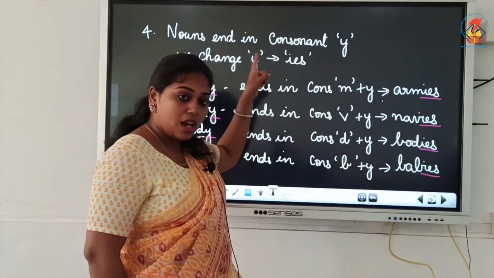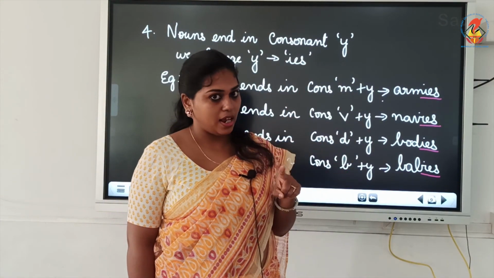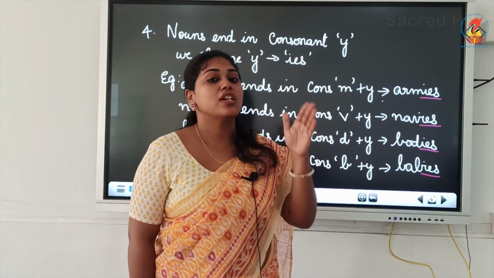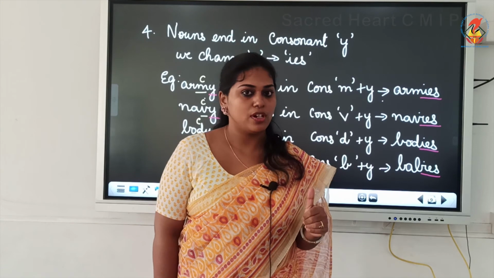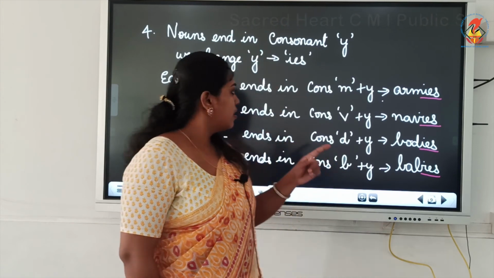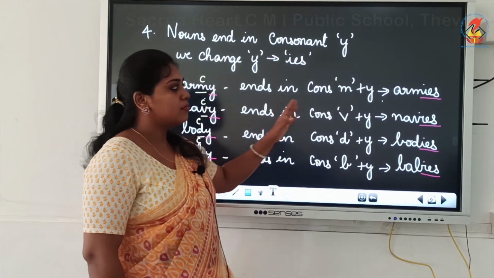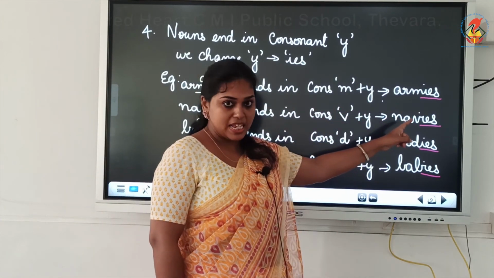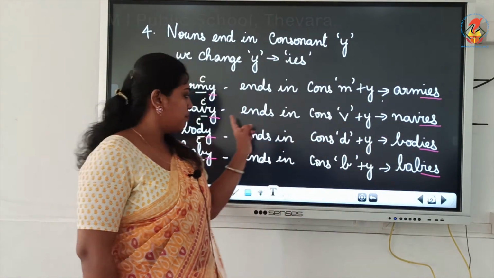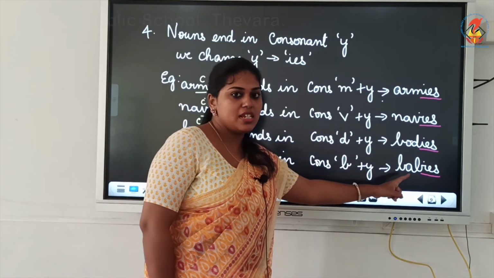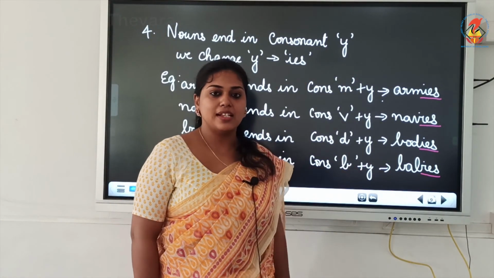I'll just say it once again. If the noun ends in consonant and Y, then we have to cut the Y and add IES to make it plural form. Hence, if army is the singular, plural form of army is armies. Navy, navies. Body, bodies. Baby, babies. Is that clear, children?